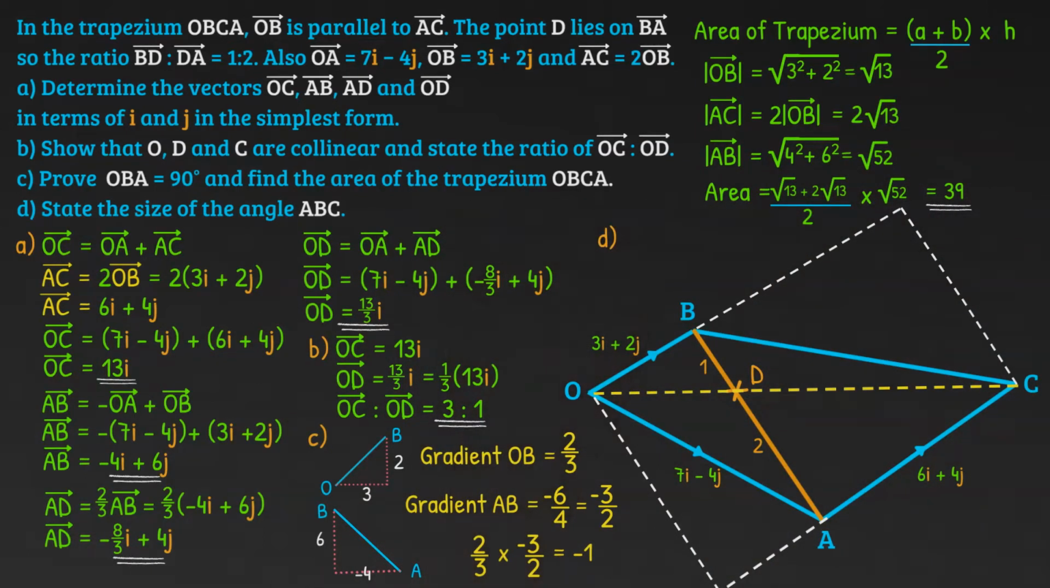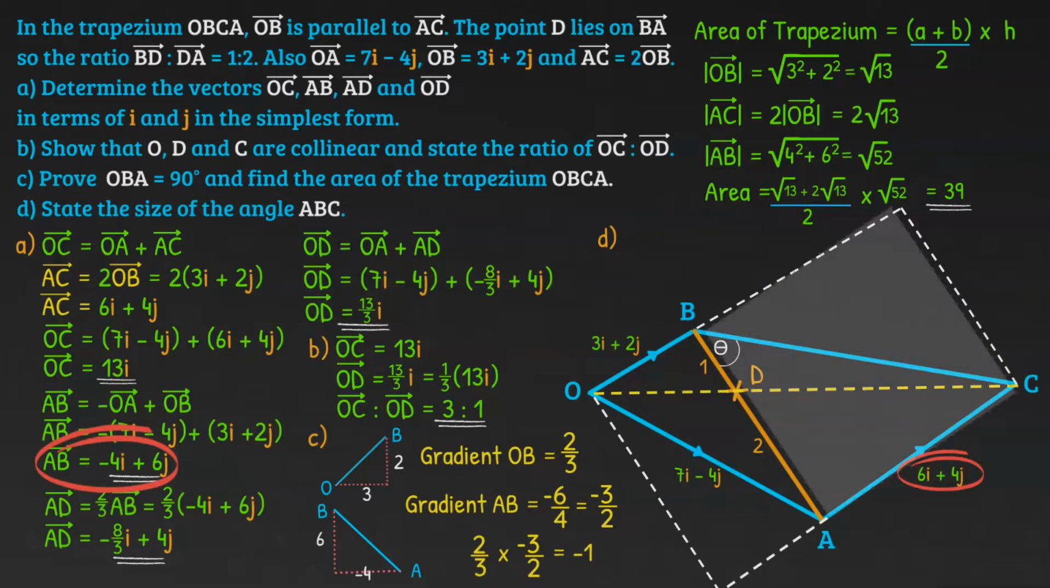And finally, we're asked to state the size of the angle ABC. Well, if you look at AB, you can see that the length of AB is going to be the square root of 4 squared plus 6 squared. And if you look at AC, you can see the length of AC is the square root of 6 squared plus 4 squared. Therefore, that means this area here is a square. And because we know each corner of a square is 90 degrees and that BC is the diagonal of the square, so it cuts the 90-degree angle in two, we know that angle ABC must be 45 degrees.